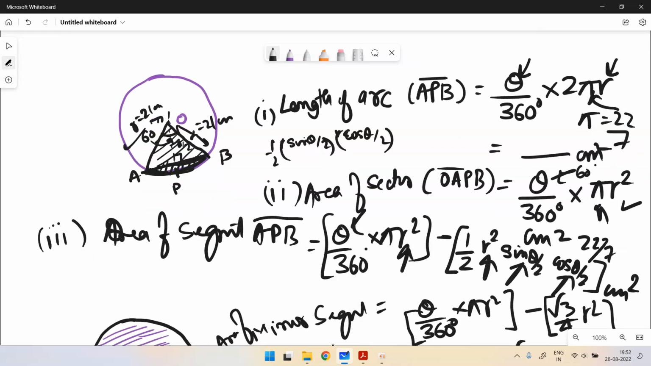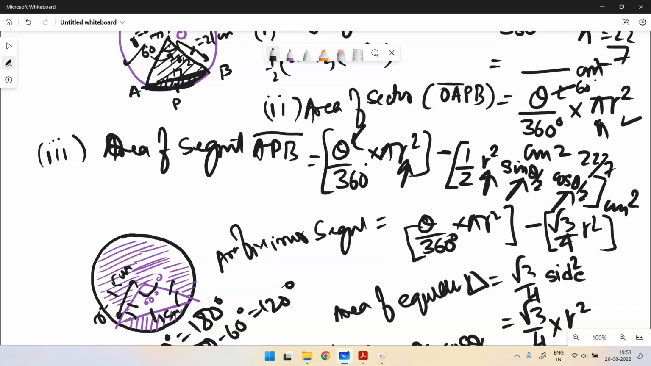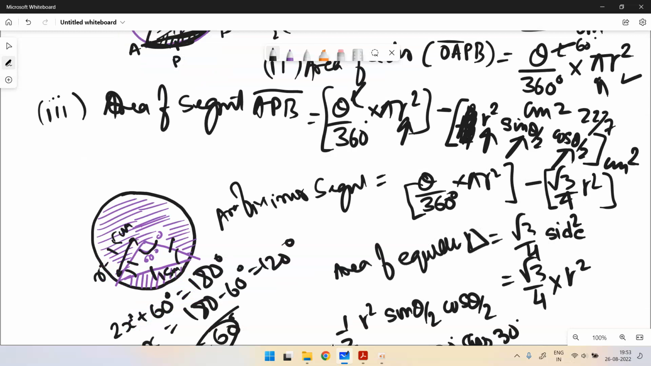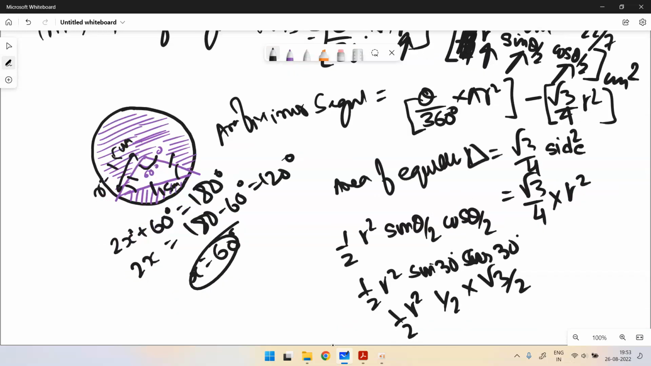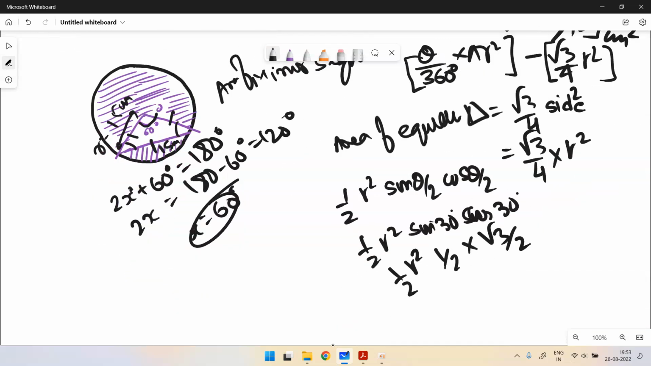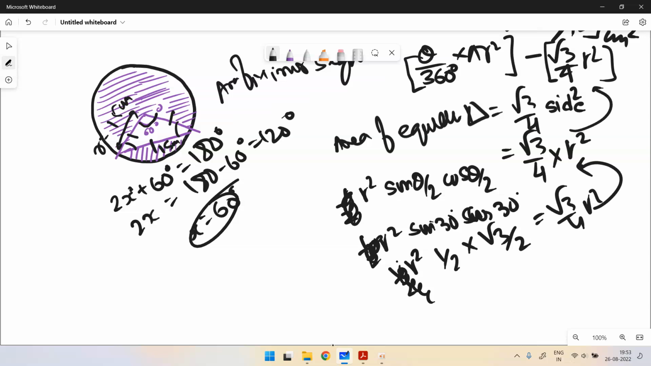Let me check. Yes, in the previous step, this is not half. This is r square sine theta by 2 cos theta by 2. Area, so this is not half, this is r square sine theta by 2 cos theta by 2, which is nothing but r square sine theta. So this will come out to be root 3 by 4 r square. So finally root 3 by 4 r square is the area of this minor segment.